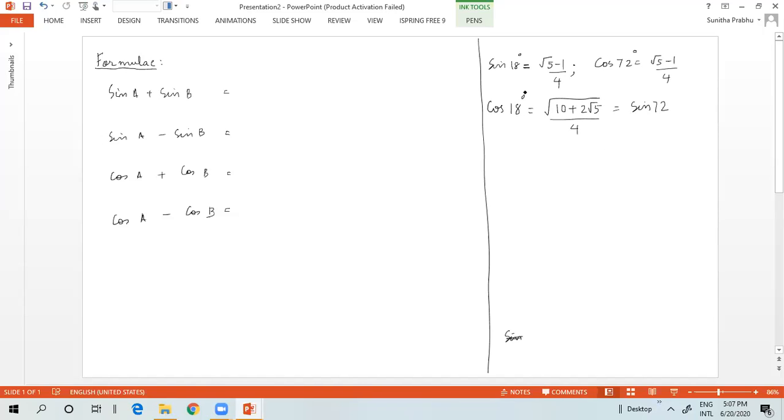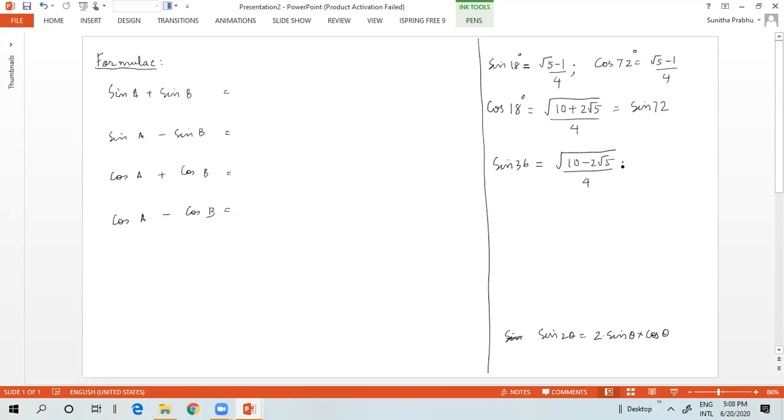Then, because we know sine 18 and cos 18, we can also find out sine 36. Because we know sine 2 theta is equal to 2 into sine theta into cos theta. This is a formula which we have derived, so you will come to know of it later. So sine 36 is equal to, how much did we get for that? Root of 10 minus 2 root 5 by 4.